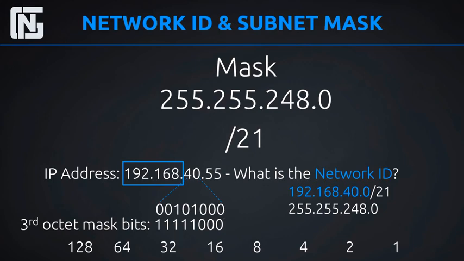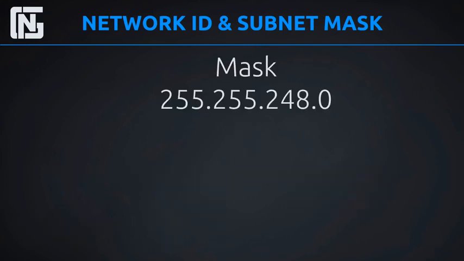For now, let's just understand how we can take our mask and figure out what the network ID is. Really, dump everything else out of your brain. Just understand this: how do we take our mask and our CIDR and figure out what our network ID is given an IP address? That's what we need to be focusing on right at this moment. So let's look at another example.